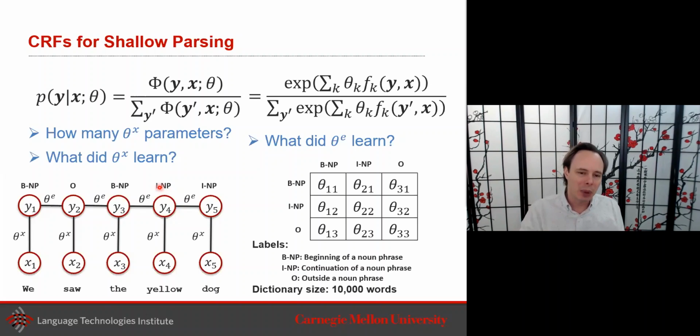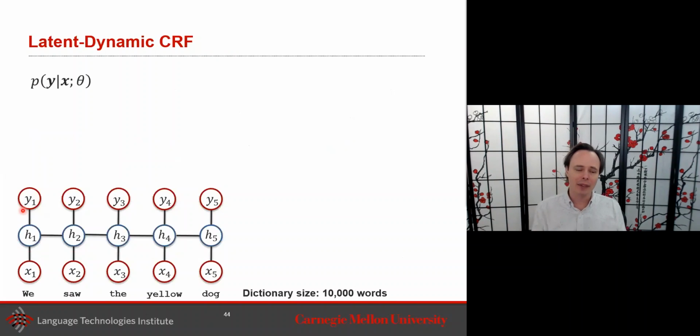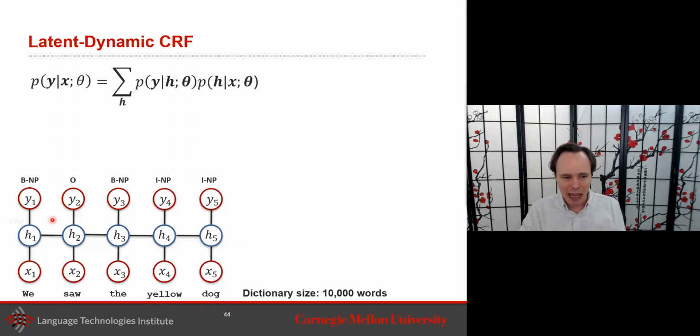And so this is what you will get from these potentials. But in many cases, you don't want to just model directly observed to the label. You would like to have something in the middle. You'd like to have some latent process. And the latent dynamic CRF is a nice little extension of that.